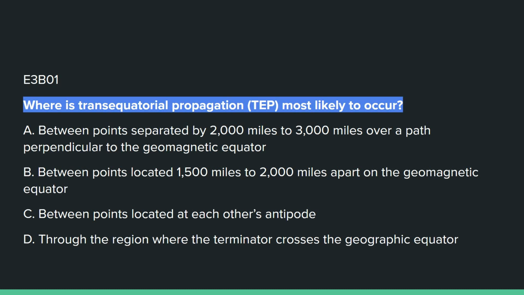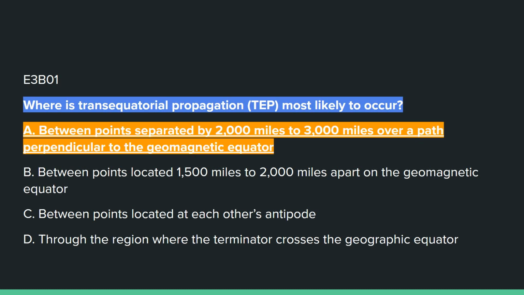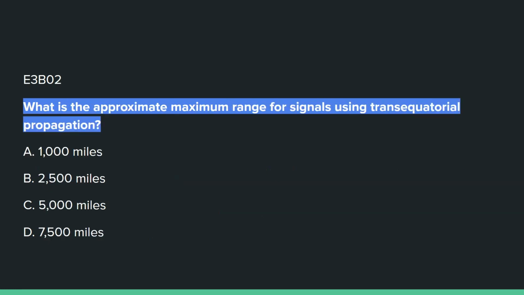E3B01 says, where is trans-equatorial propagation most likely to occur? Answer is A, between points separated by 2,000 miles to 3,000 miles over a path perpendicular to the geomagnetic equator. E3B02, what is the approximate maximum range for signals using trans-equatorial propagation? C, 5,000.